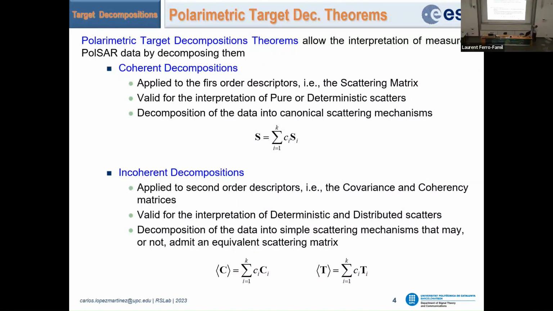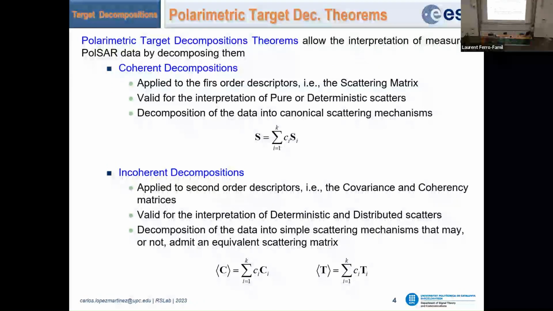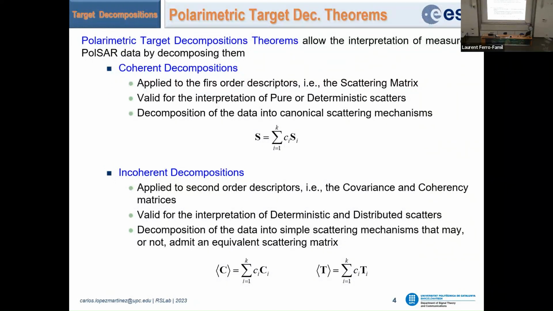In the case of coherent decompositions, our goal is to decompose the scattering matrix into a sum, into the addition of a given number of much simpler scattering matrices. And therefore, we hope that these simpler scattering matrices have a very clear physical interpretation. So we can derive the physical interpretation of the complex scattering matrix from the combination of the simple physical interpretations of these basic or canonical building blocks.